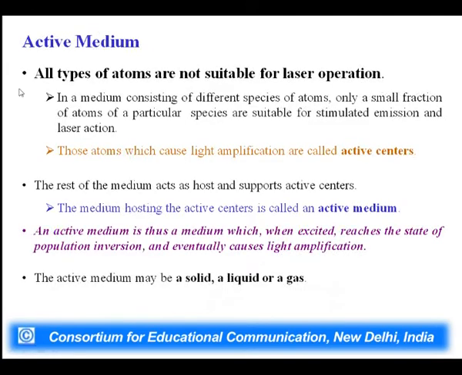Now, active material, which is the basic need for the lasing action. All types of atoms are not suitable for the laser operation. There is some selective material in the medium consisting of different species of atoms. Only a small fraction of the atoms of a particular species are suitable for the stimulated emission and for the laser action. Those atoms which cause light amplification are called the active centers, where the light excitation and emission of the electrons takes place. The rest of the medium acts as host and supports active centers.